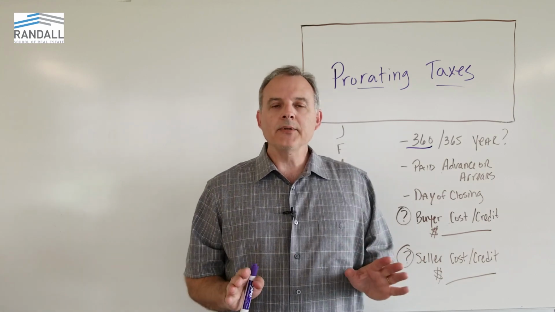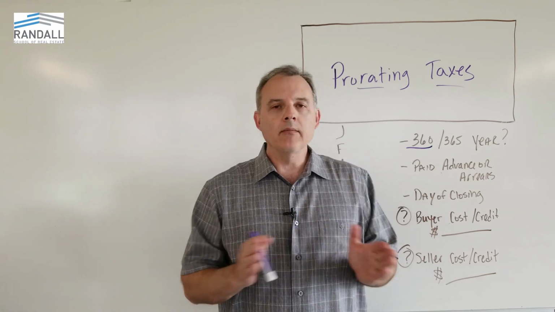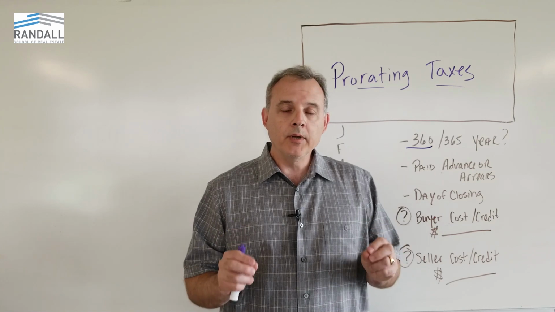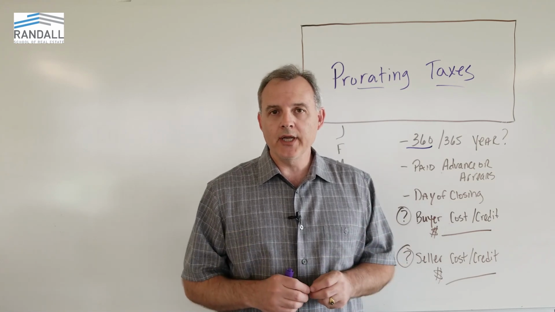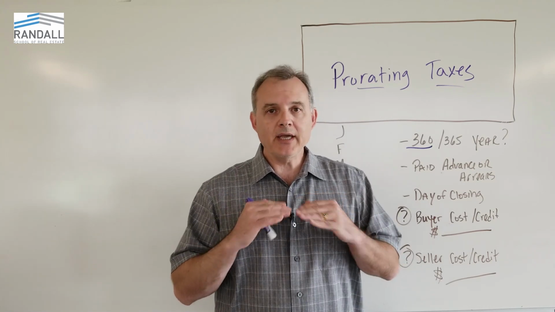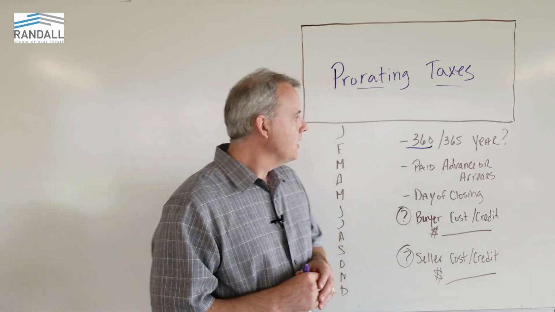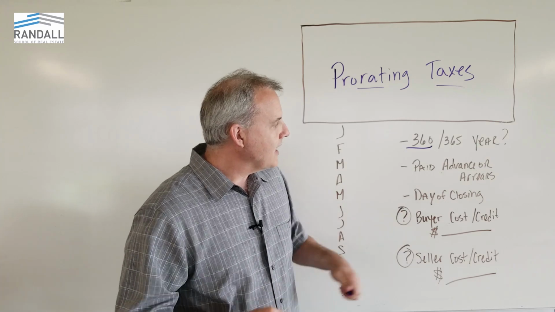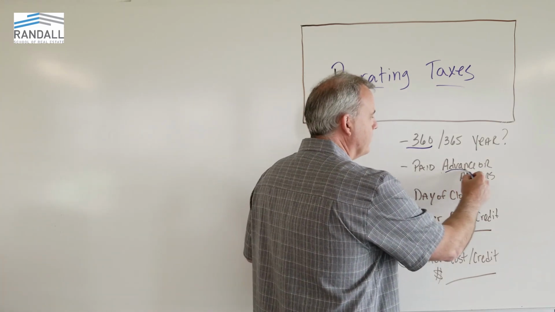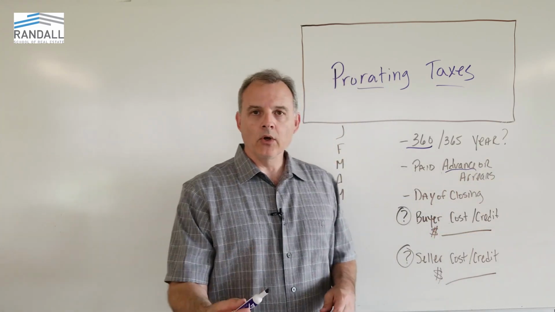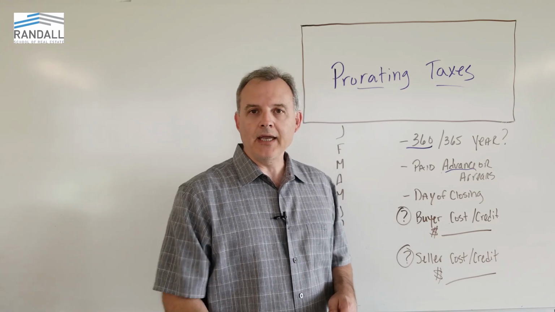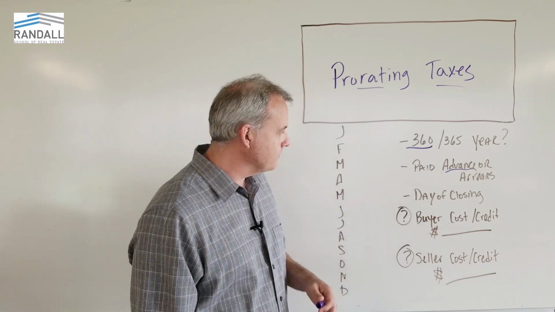And all that simply means is no matter how many days are in the month, we are going to base any calculations on 30 days. So January, it's going to be based on 30 days. February, based on 30 days. That's the difference. Number two, are the taxes paid in advance or in arrears? And in this case, the problem told us that the taxes have been paid in advance by the seller.